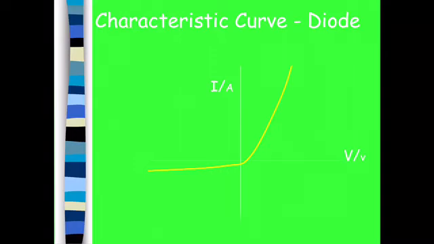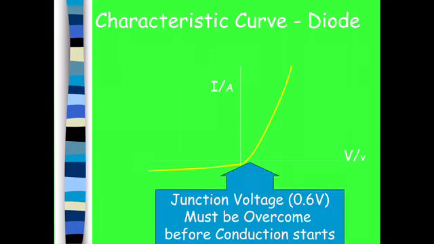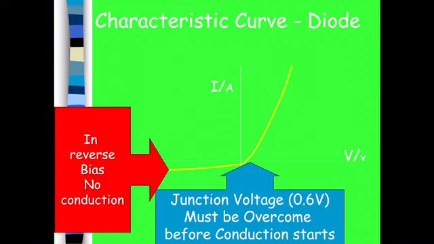This is the characteristic curve. This is the relationship between current and voltage. And as you can see, it doesn't start at 0, 0, and it isn't a straight line. So you can't say this follows Ohm's law. What you have there is the 0.6 of a volt it needs before it overcomes and starts conducting. And that's called the junction voltage.